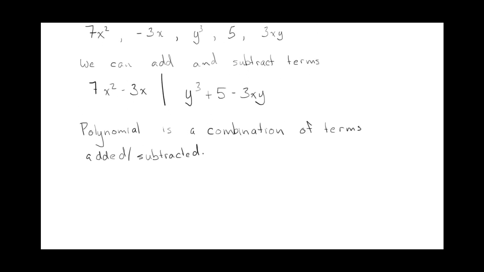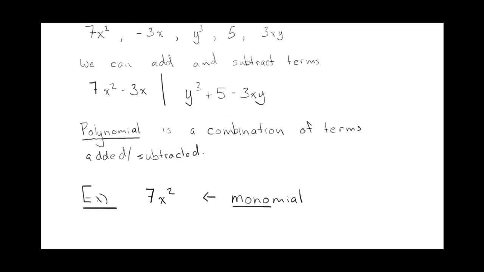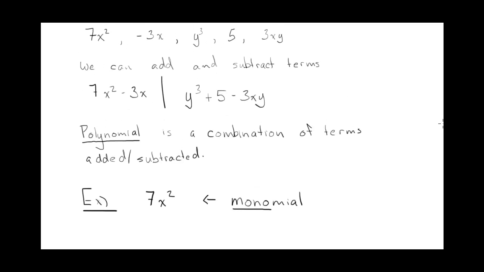And then we can be more specific about the type of polynomial by how many terms there are. So let's say, for example, 7x squared just by itself. That counts as a polynomial, but it's just a polynomial with one term. If there's just one term, we call it a monomial. So mono meaning one. So any of these terms up here are monomials just by themselves.